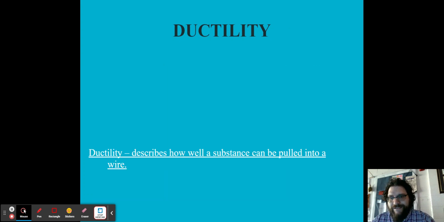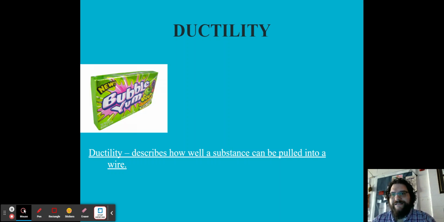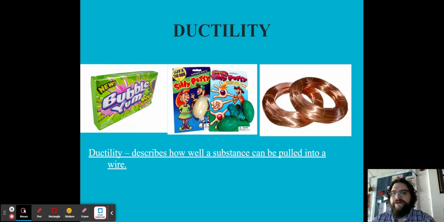Ductility, somewhat similar to malleability. This is probably one of those ones where you're going to want to focus on the difference, especially in the definition, because some things can be considered both malleable and ductile. Okay, metal is one of those. It can be pulled into wire really well, but it can also be pounded really thin depending on the metal. If you look at silly putty, that would be something that would be both ductile and malleable.